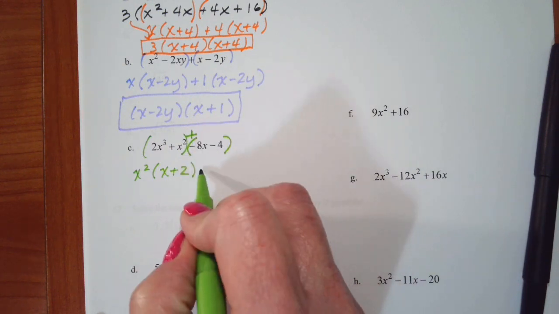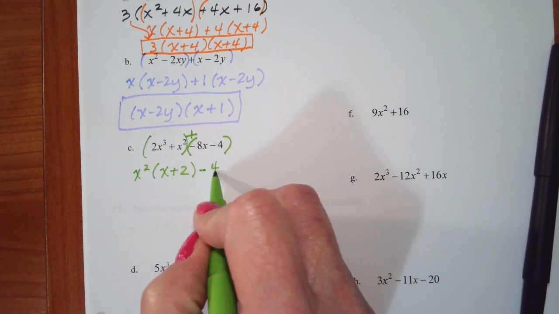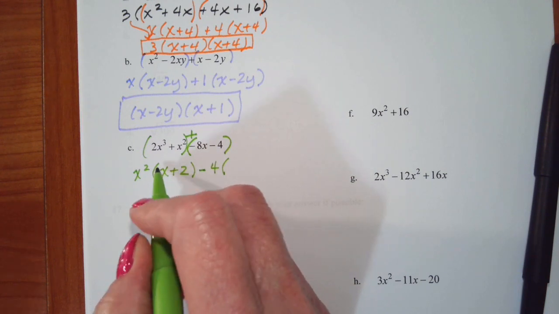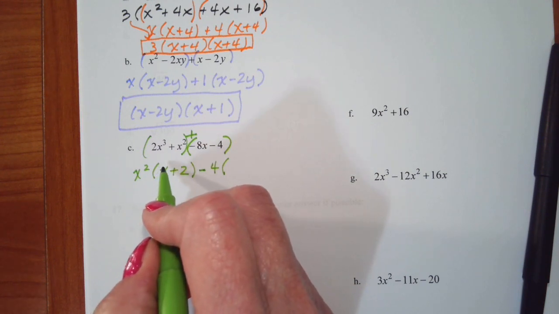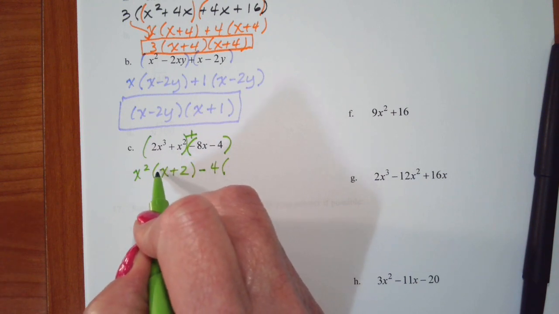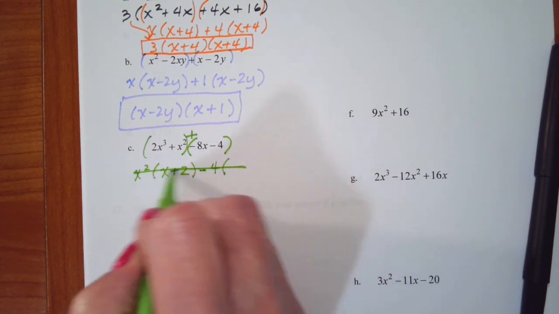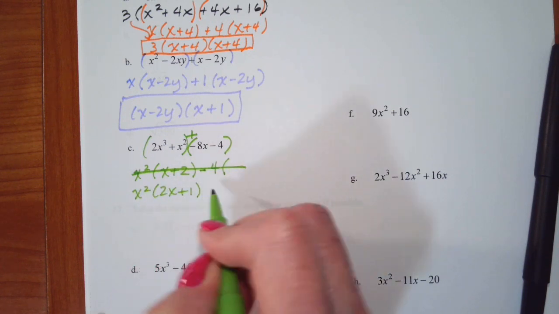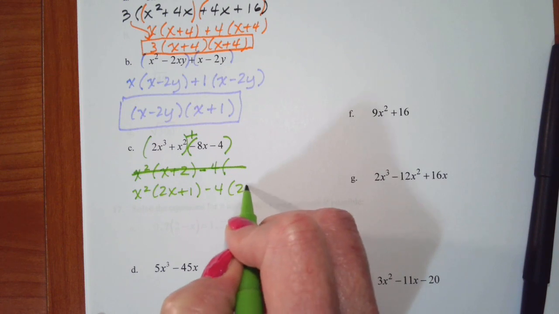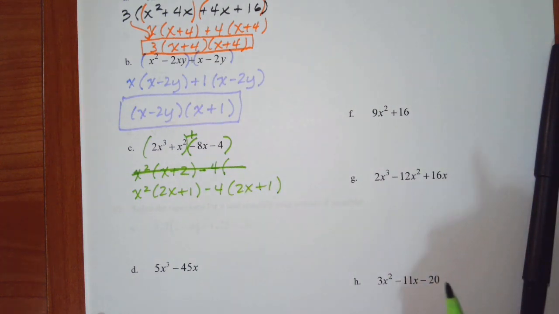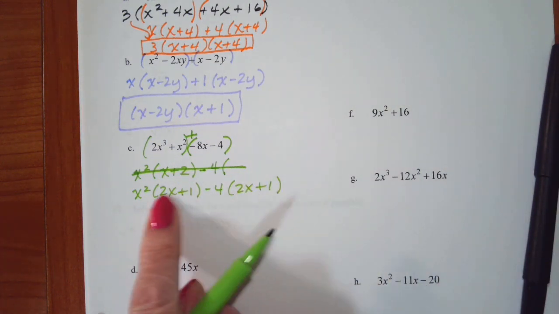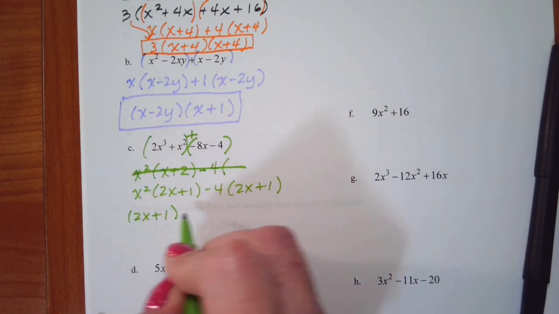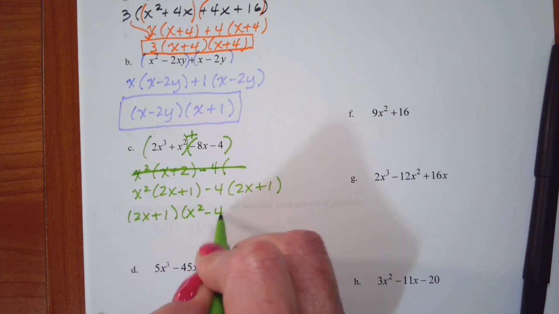I want to factor out that negative, and the GCF is 4. I'm sorry, this is 2x plus 1. Let's do that. So this is x squared times 2x plus 1 minus 4 times 2x plus 1. I now have a common binomial factor of 2x plus 1. I'm left with x squared minus 4.